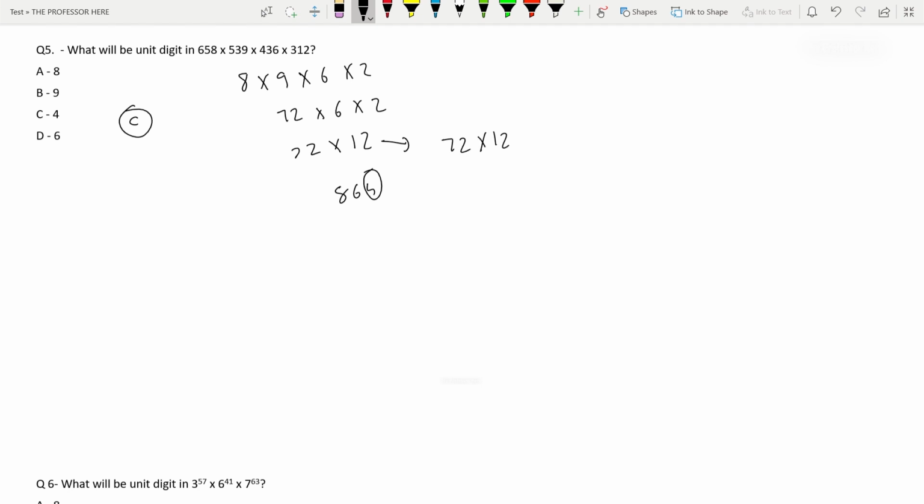Here instead of multiplying 72 into 12, all you can do is take the unit digit again. 2 into 2, 4. So you could have applied it here, or you could have applied it here. 2 into 6 into 2. So it will all give you the same answer.